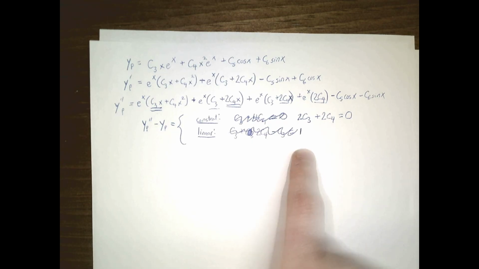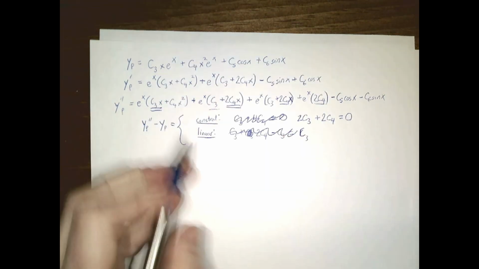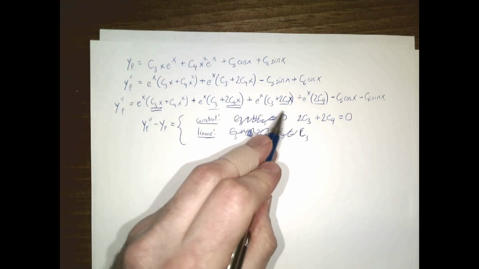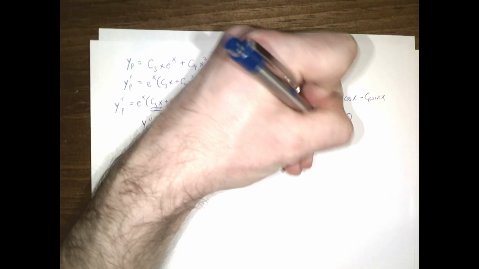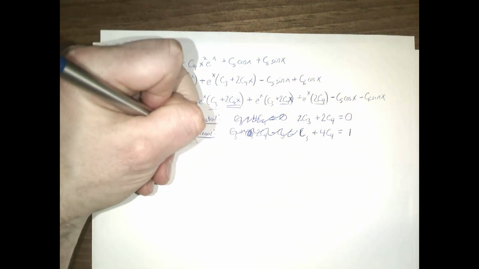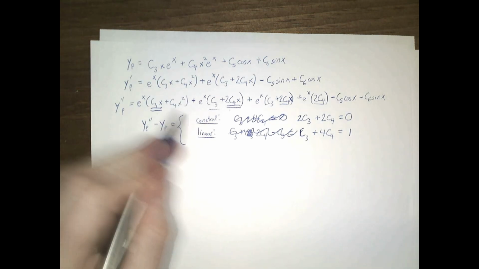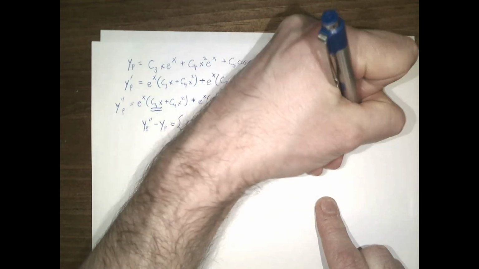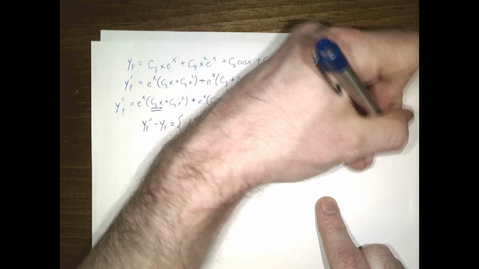Now we look at the linear terms. We get C3 plus 4C4, 2C4, 2C4. 4C4 equals 1. We have an x e to the x term. Then finally, the quadratic. Oh, we're going to subtract the C3 from the original equation, which means that the C3s go away, and hey, we can just actually solve for C4. C4 should be 1/4.